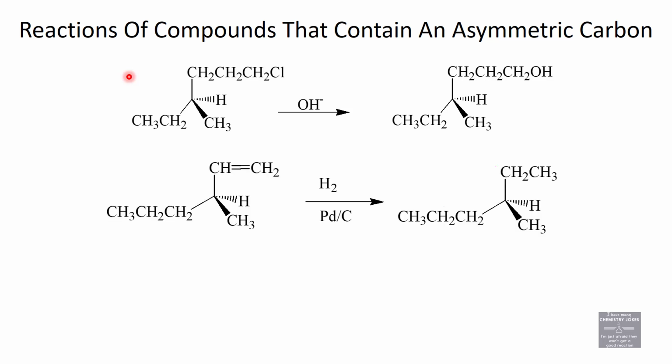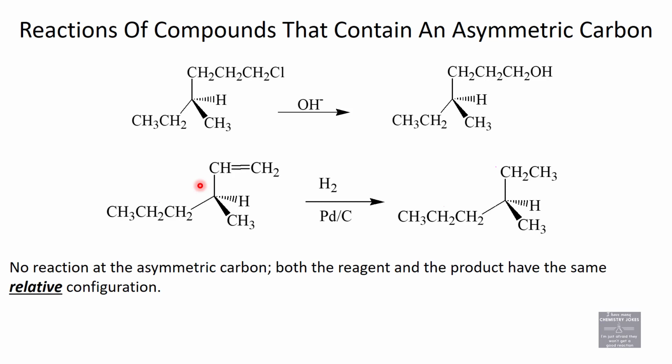No. Okay? In this reaction, what has happened is my alkene was converted to an alkane. This is a hydrogenation. We'll talk about that one later as well, aka test 3. But my alkene turned into an alkane. Did the reaction happen at this asymmetric carbon? No. When the reaction does not happen at the asymmetric carbon, the reactant and the product have the same relative configuration.